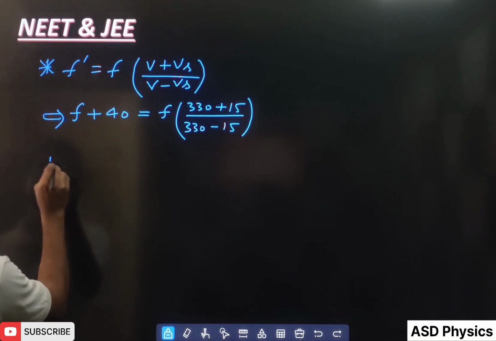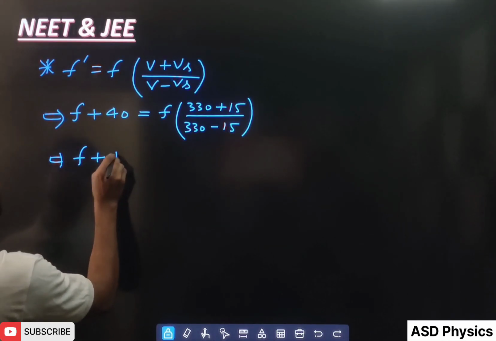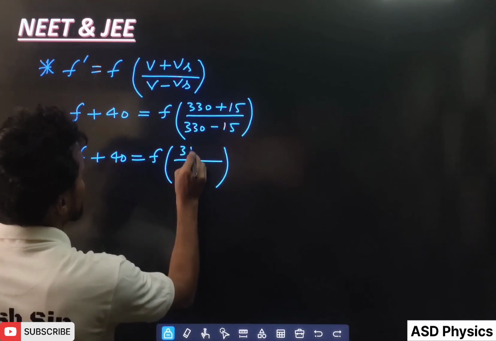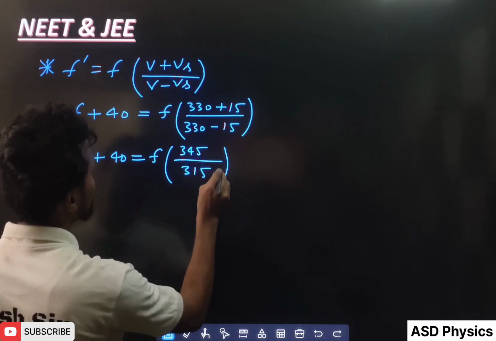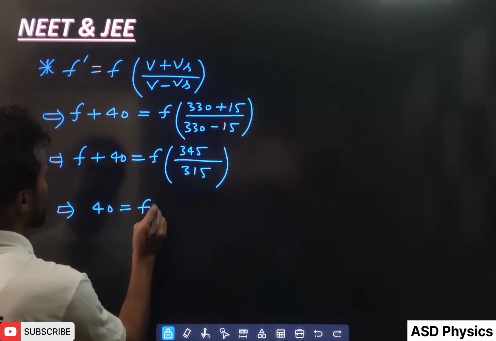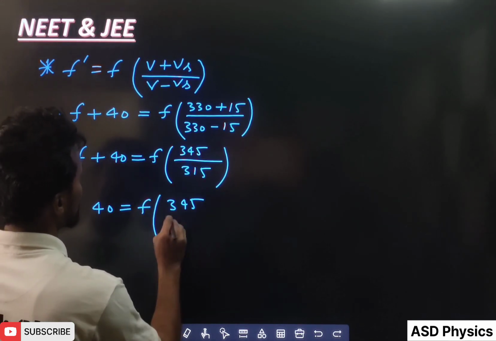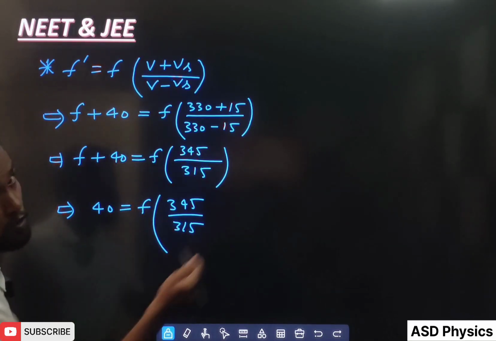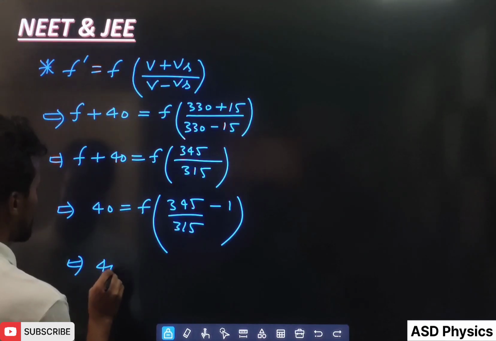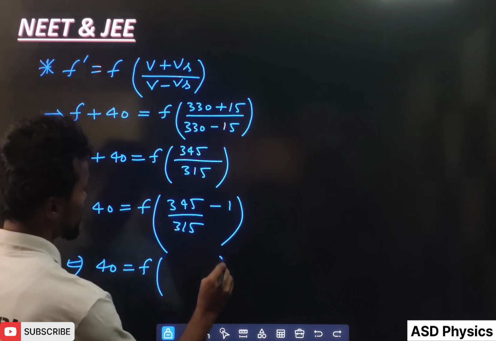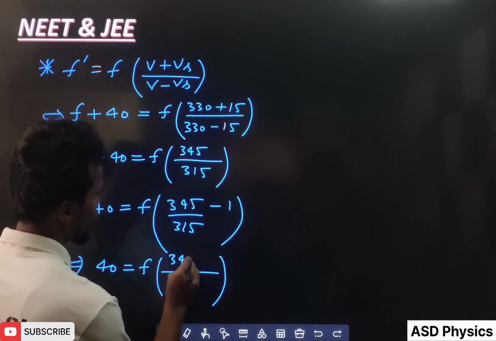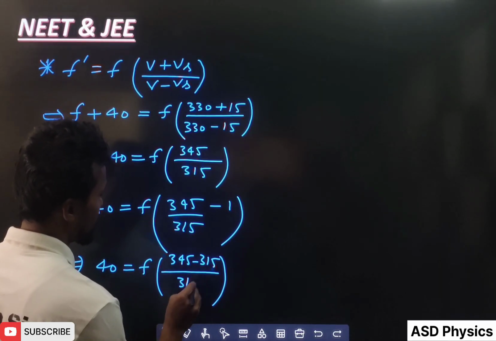Now we have to calculate the value of F. So see here, F plus 40 is equal to F into 345 by 315. Now let's simplify this further. This F will go to this side, it will become minus, that means minus 1. That means students, 40 equal to F, take the LCM, so 345 minus 315, we can write LCM, by 315.